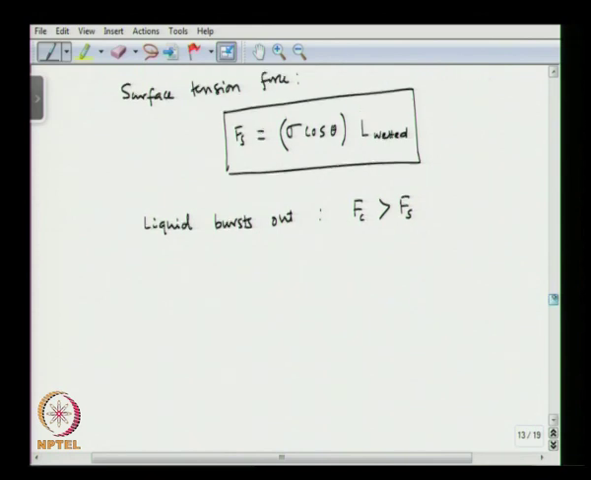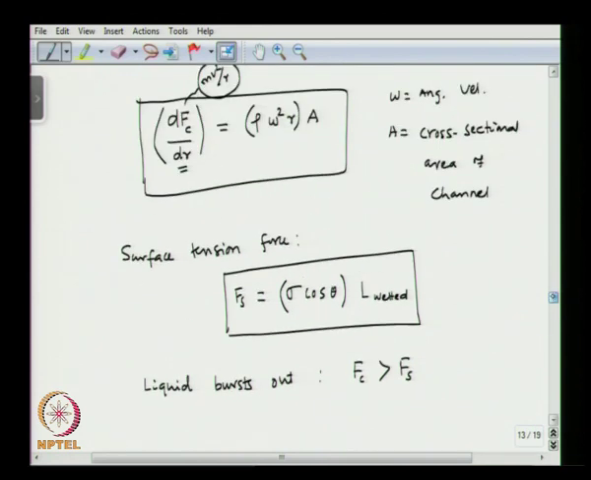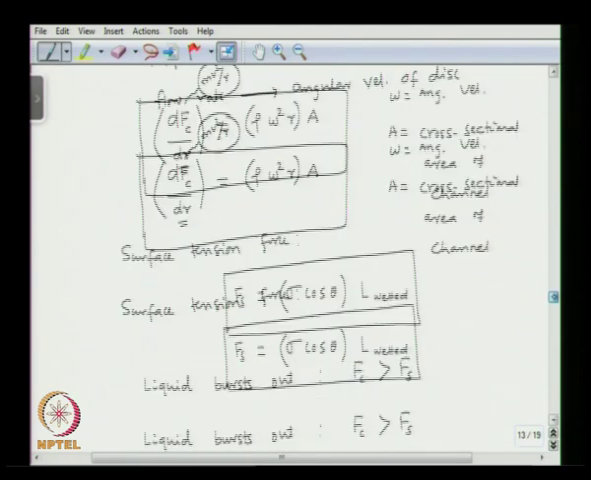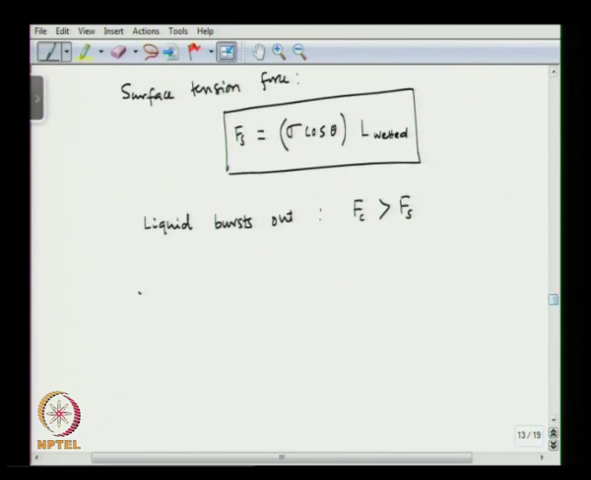So, for that to happen, we can write the expression for the centrifugal force from here. So, dr will get multiplied there, so we call it delta r. So, delta r is nothing but the length of the liquid column. Okay. So, we have rho omega square r into A into delta r will be equal to rho cos theta into L weighted. Okay.